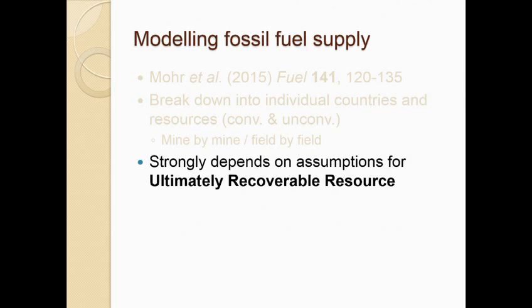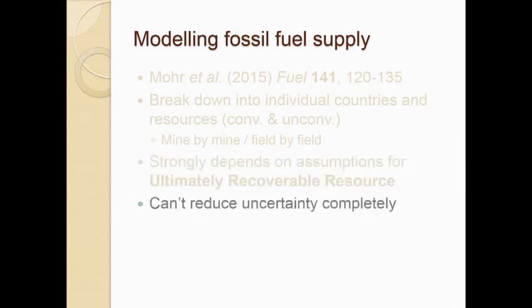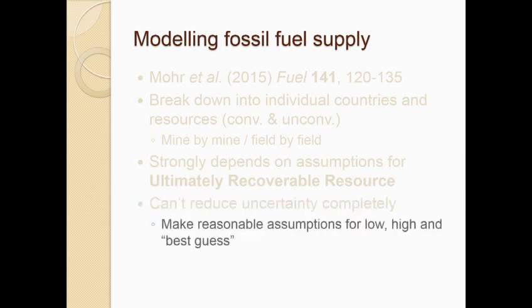Okay, we have wildly varying estimates of how much carbon in fossil fuels is under the Earth's crust. Even more wildly varying estimates of how much we might realistically get out of the ground, ultimately. We can't reduce that uncertainty completely, so like any good modelers, we produce scenarios: a low, a high, and a best guess, which is somewhere in the middle.